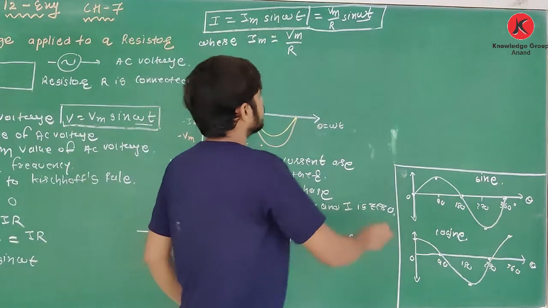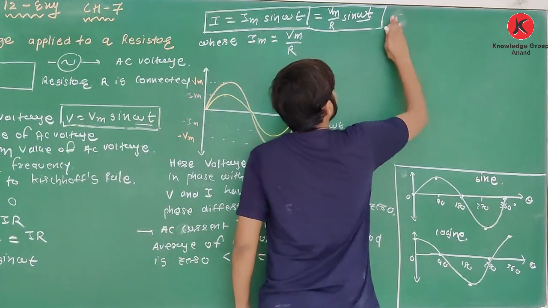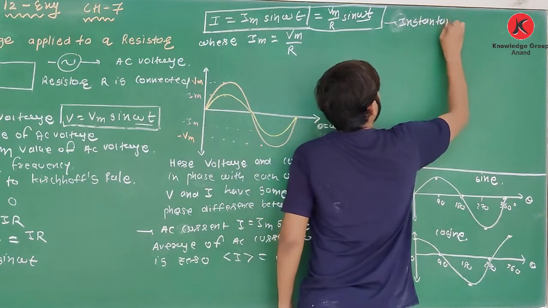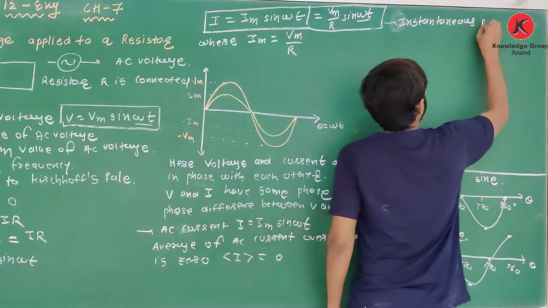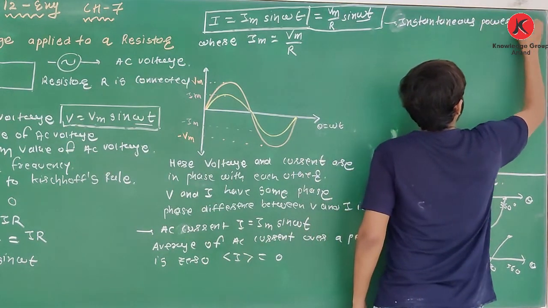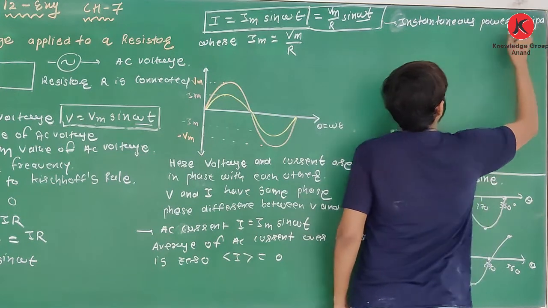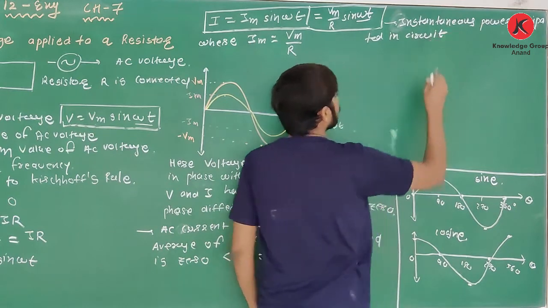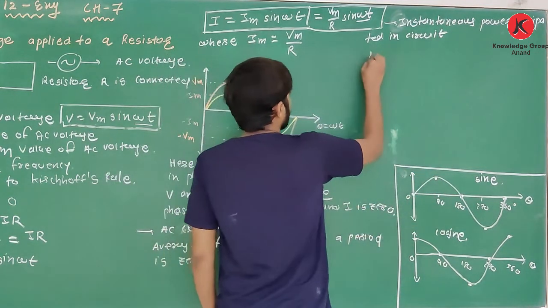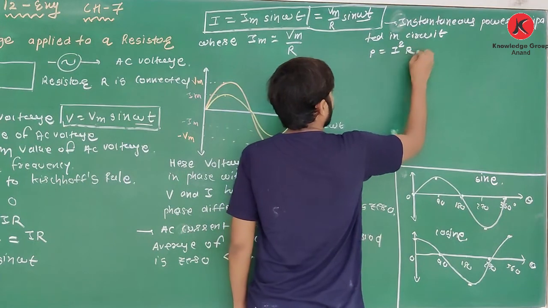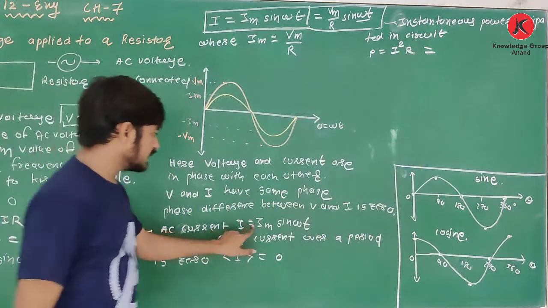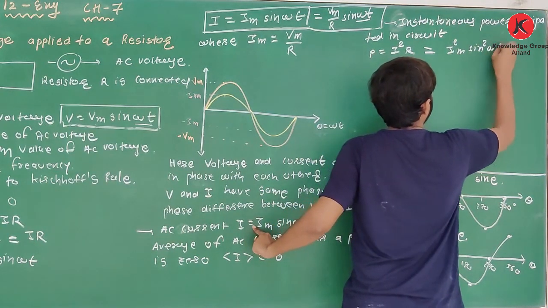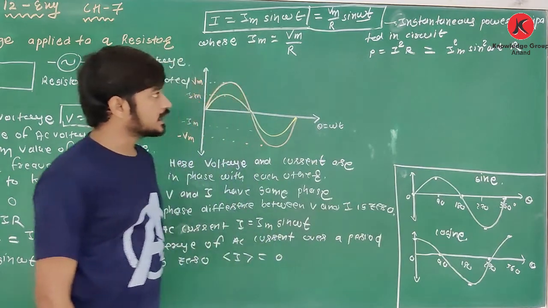What is the power dissipated? See here, the instantaneous power dissipated in the circuit. You know what is the equation of power? Yes, P is equal to I square R. So where is I? There it is Im sine omega t. So it is I square M R sine square omega t. Here it is. Clear about this?